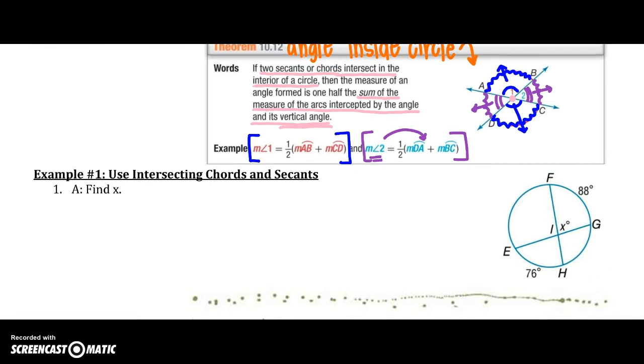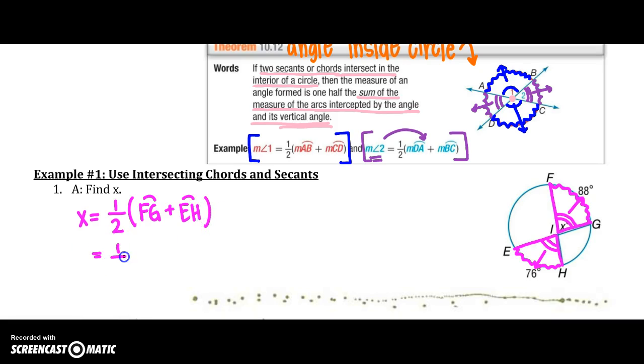I need to find the value of x. So x is here, its vertical angle is here. I am going to use their intercepted arcs, so that would be FG and also EH. I always think of all four of those as being in a straight line. So if I was going to try to find x, I'd say x, my angle, equals 1/2 of FG plus EH.